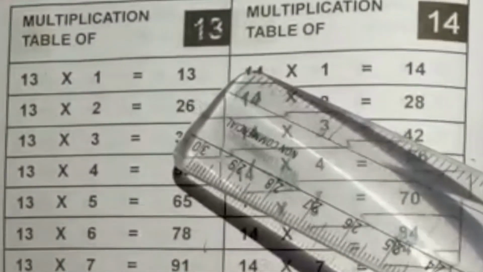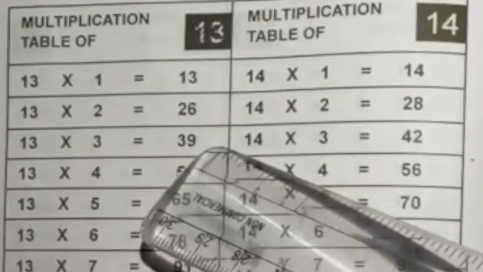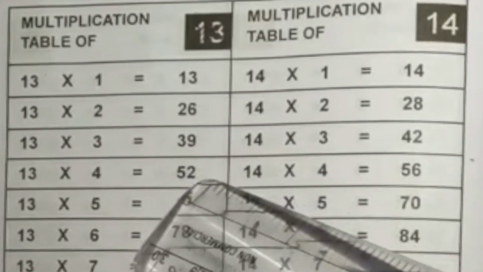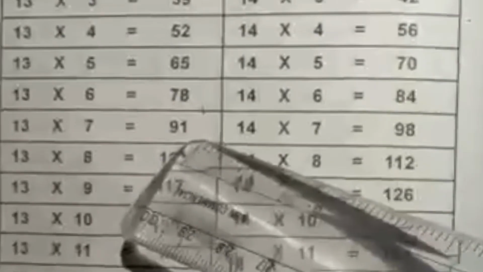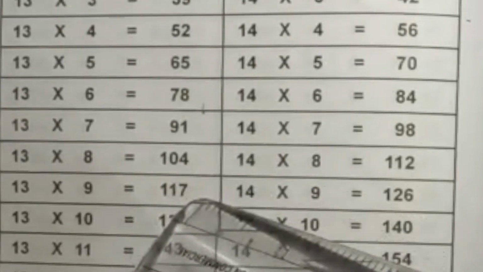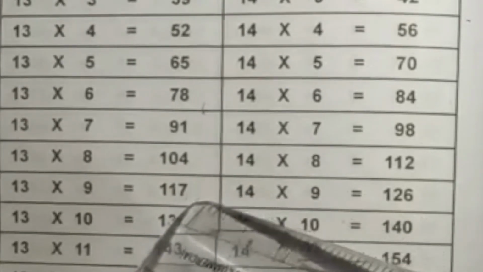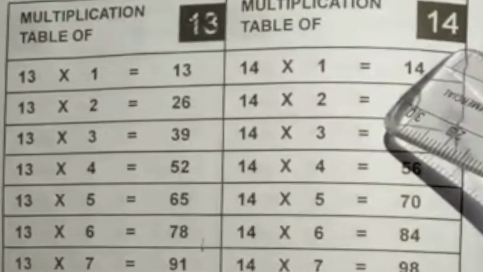Multiplication table of 13. 13 ones are 13, 13 twos are 26, 13 threes are 39, 13 fours are 52, 13 fives are 65, 13 sixes are 78, 13 sevens are 91, 13 eights are 104, 13 nines are 117, 13 tens are 130.